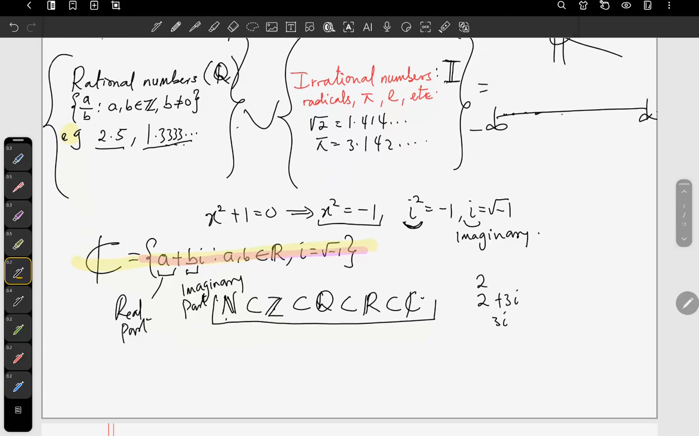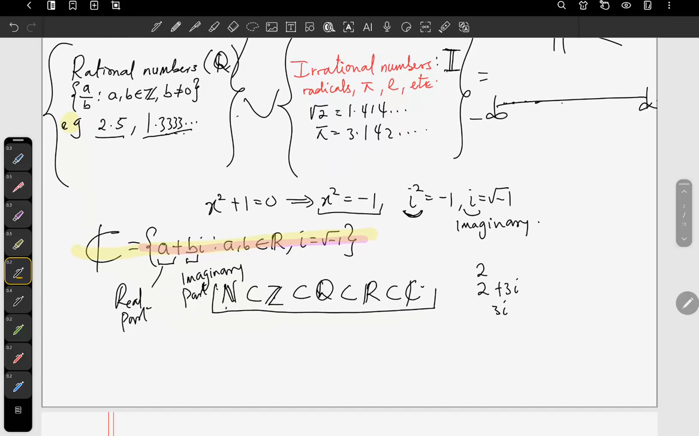So before we start solving the questions, there's one more thing I would like to chip in, which is about the conjugate of a complex number.